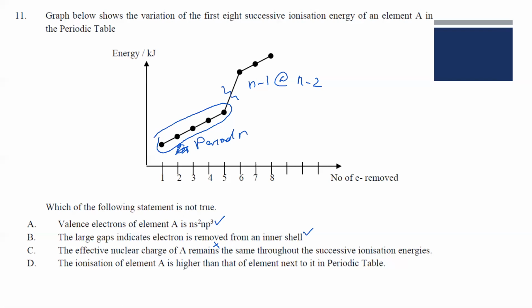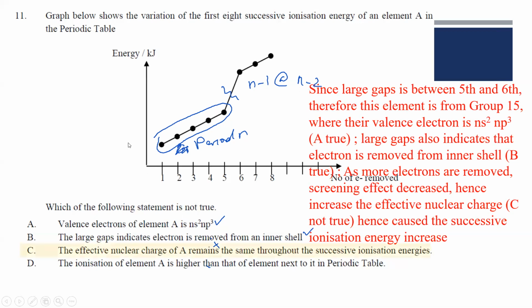C. Effective nuclear charge of A remains the same? No, effective nuclear charge eventually increases. Okay? And finally, the ionization energy of A is higher than the element next to it, which is true, because if you remove 5 electrons, you are from group 15. So when you are from group 15, you have the valence electrons of ns2 np3, which is the half-filled p orbital. So half-filled p orbital has extra stability, which makes the ionization energy of A higher than that of the element next to it. Okay, so the best answer in here will be C and D. Okay?